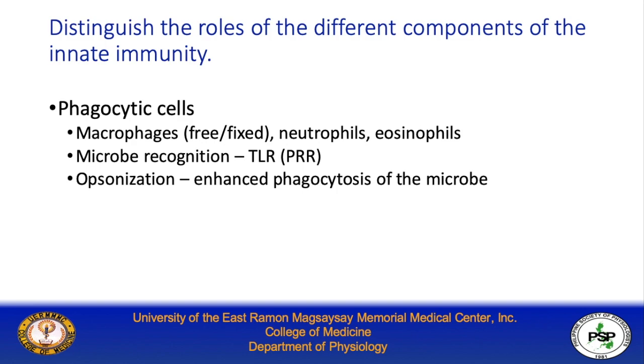Okay, now let's look at the other components of the innate immunity. We have the phagocytic cells, and I think this was already discussed in your WBC lecture. So just a review. Some of the phagocytic cells would be the macrophages, either the free ones roaming around in your blood, and you also have the fixed macrophages, which are specific to each organ. You also have your neutrophils and your eosinophils.